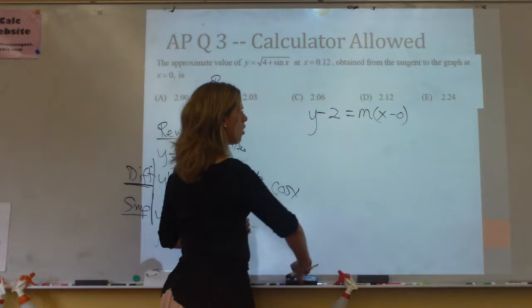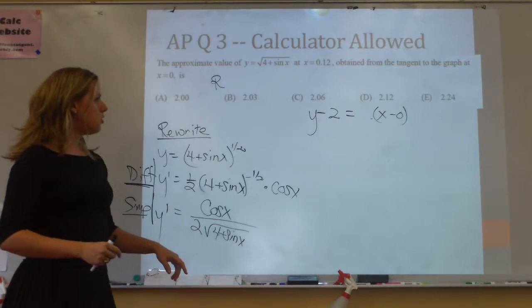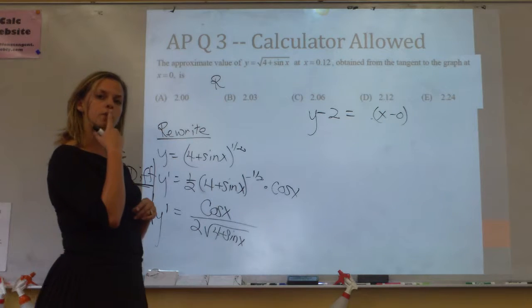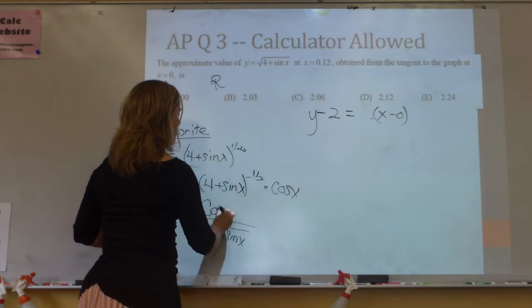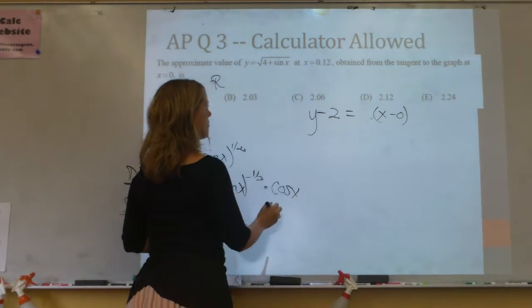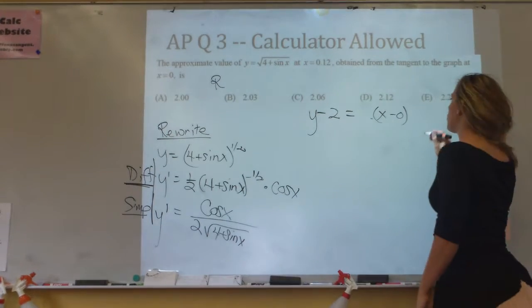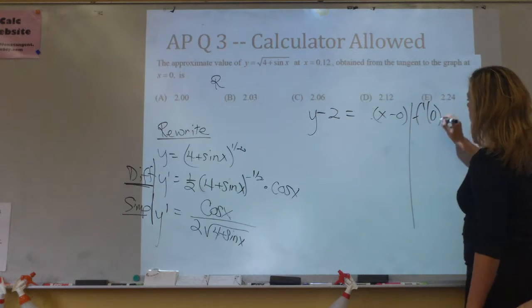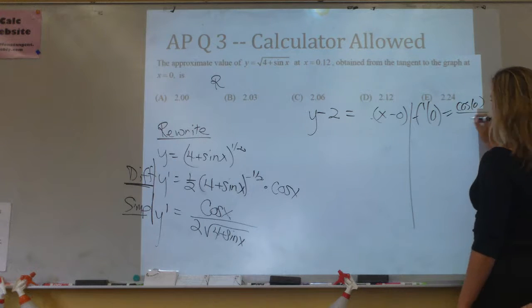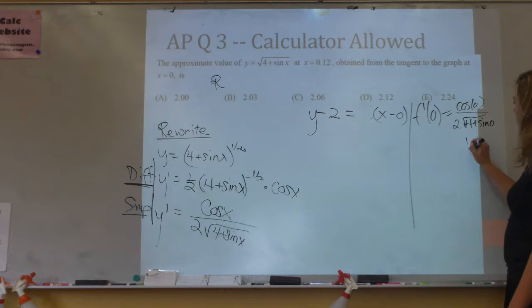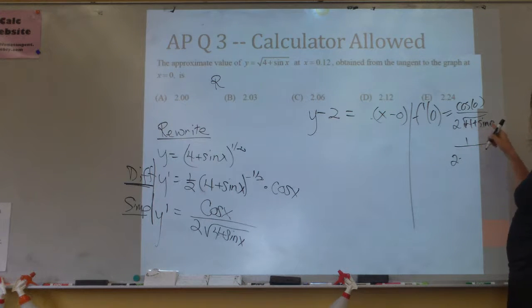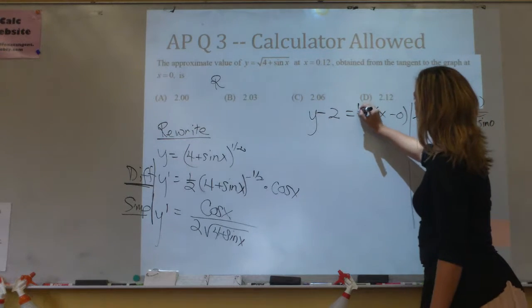So to find what this slope is, I'm going to substitute in 0 here. I'm running out of room, so I'll find it over here. f prime of 0 equals cosine of 0 over 2 times the square root of 4 plus sine of 0. Cosine of 0 is 1. We know sine of 0 is 0, so the square root of 4 plus 0 is the square root of 4, which is 2. So it's 1 over 2 times 2, which is a fourth. So that's my m.